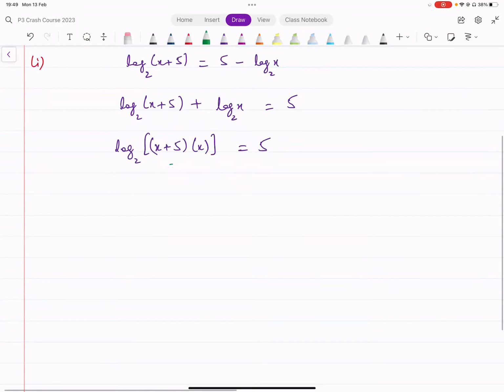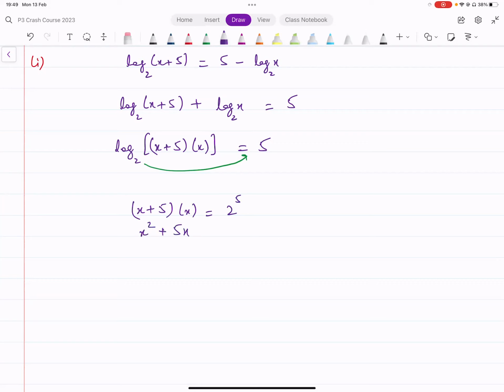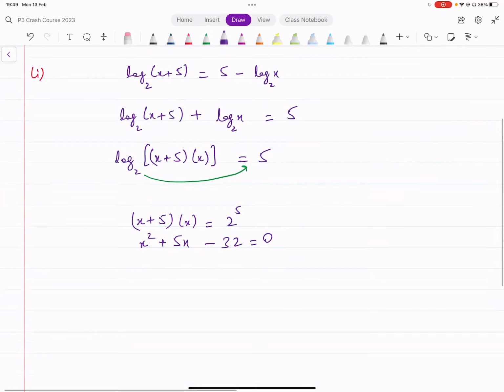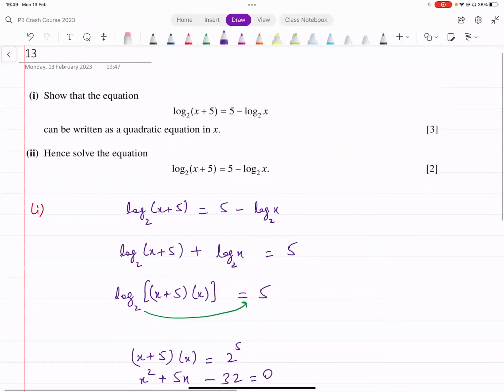And now you can take this base 2 to the other side and make it the base of 5. And that gives you x plus 5 into x on the left side. On the right side, you have 2 raised to power 5. That's x squared plus 5x minus 32 equals 0. This is a quadratic equation that we've got. This is what we were supposed to do in the first part.